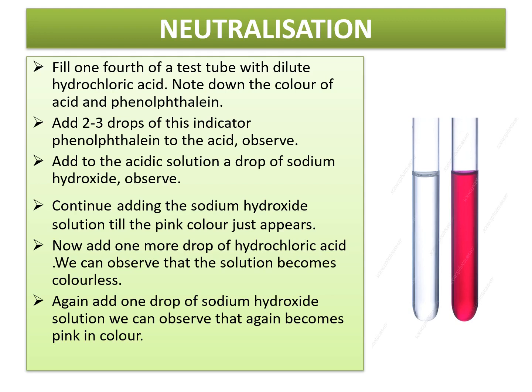Fill 1/4 of a test tube with dilute hydrochloric acid. Note down the color of the acid and also the color of phenolphthalein. Before starting the experiment, we have to note down the color of hydrochloric acid and the color of phenolphthalein, that is the indicator. After that, add 2-3 drops of this phenolphthalein indicator to the acid. To the hydrochloric acid we already have in one test tube, we have to add 2-3 drops of this phenolphthalein indicator.